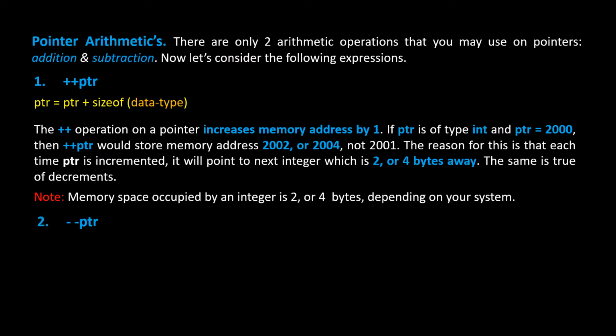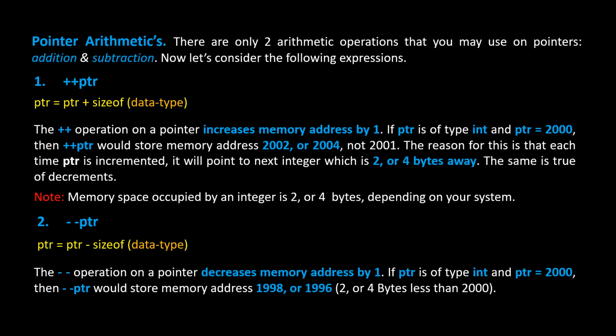Number 2. --ptr. It means, ptr equals ptr minus size of data type. The minus operation on a pointer decreases memory address by 1. If ptr is of type int, and ptr equals 2000, then --ptr would store memory address 1998, or 1996, which is 2 or 4 bytes less than 2000.